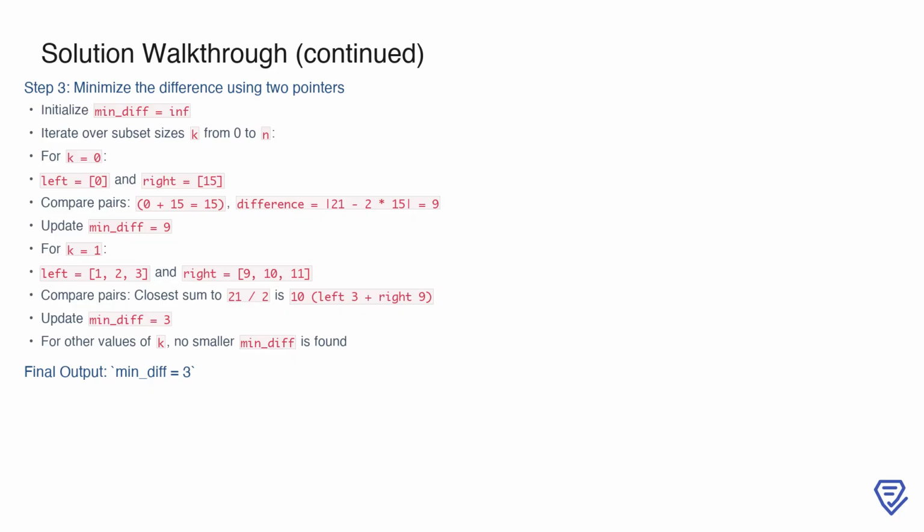Next, for k equal to 1, we evaluate subsets of size 1. Left_sums has 1, 2, 3, and right_sums has 9, 10, 11. Here, the closest pair to the target sum of 10.5 is 3 from the left and 9 from the right, resulting in a sum difference of 3, which updates min_diff to 3. For higher values of k, no smaller difference is found. Ultimately, the minimum difference achievable for this example is 3.